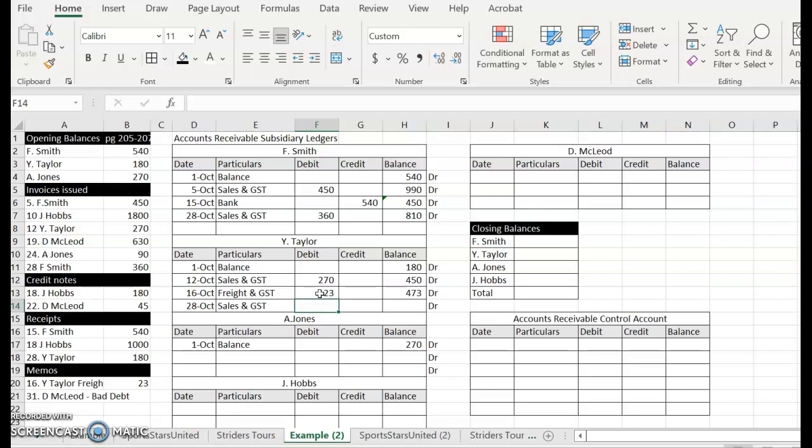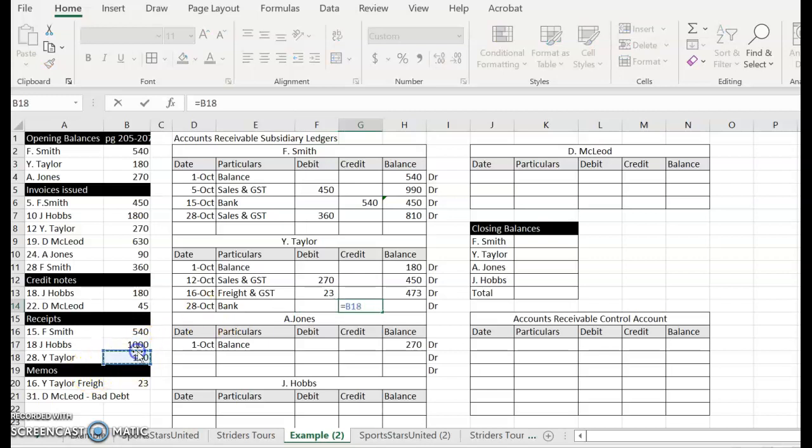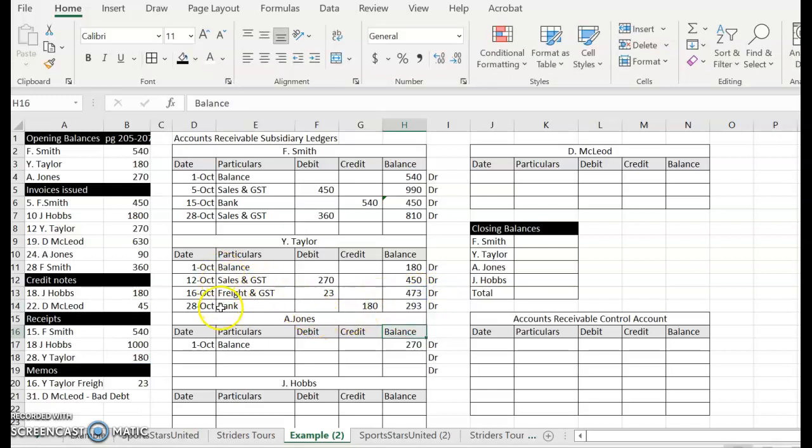Am I missing one? I seem to be. I know, that was not right. They've paid us, so we'll type bank. That's better. And Y. Taylor, 180 they paid us. So again, they're paying their opening balance here. If they've paid it, it'll decrease how much they owe. For Y. Taylor, we've got 4 transactions, opening balance plus 1, 2, 3, that's right, good.